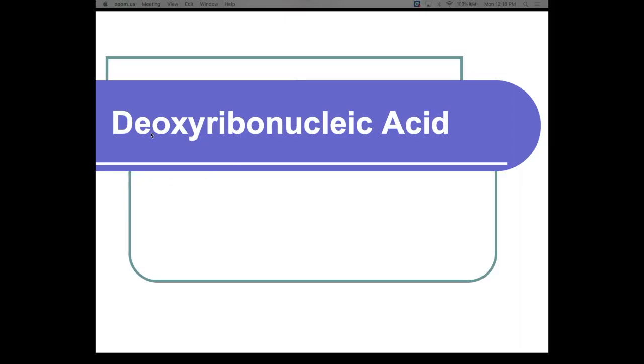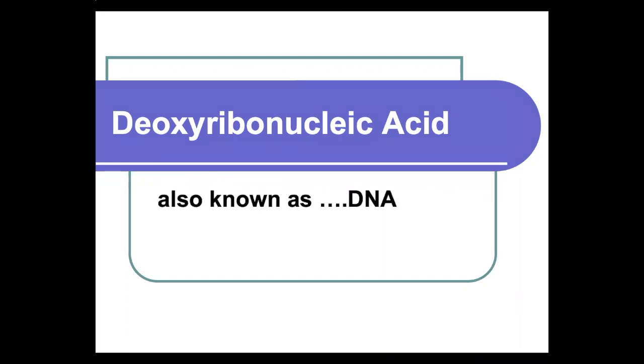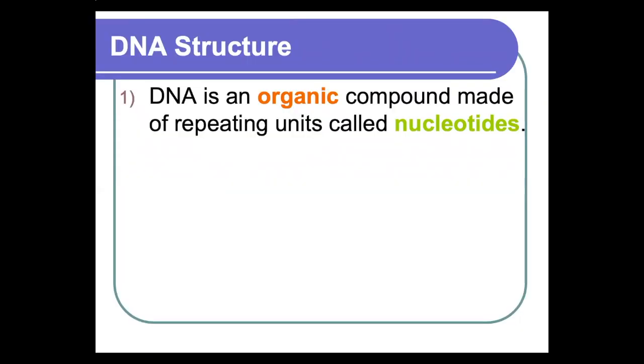This word is deoxyribonucleic acid. That is a huge word. So we're just going to say DNA, deoxyribonucleic acid. But first, DNA structure. DNA is what we know as an organic compound made of repeating units called nucleotides. That's a fancy way of saying what I just said, right? You get a bunch of nucleotides together and you make a nucleic acid, DNA.